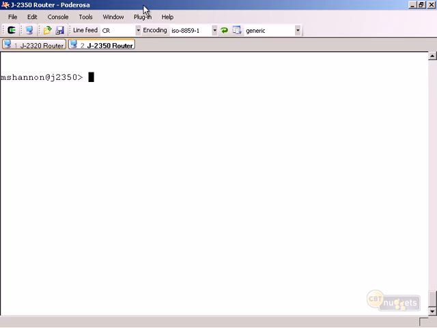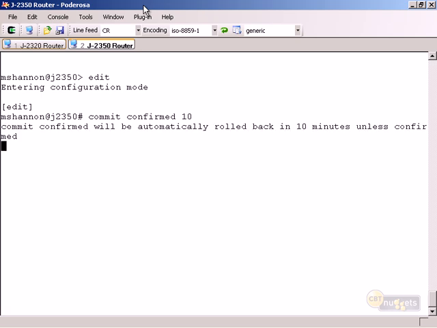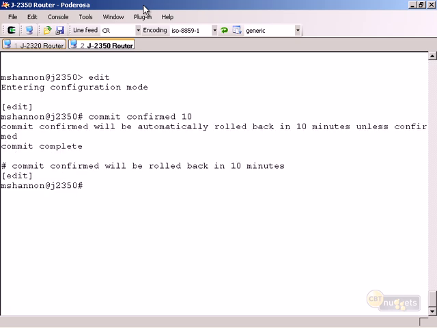Okay, on the 2350, let's go ahead and first get into configuration mode, and I'm going to do a commit confirmed. Let's do it for, how about 10 minutes? Because I don't really want to confirm any of the changes I'm going to make. So I'm going to mess around here in the 2350. I'm not going to commit it. So after 10 minutes, it's just not going to save my changes. I showed you that earlier. Kind of a fun thing to do, actually, if you're going to be messing around.